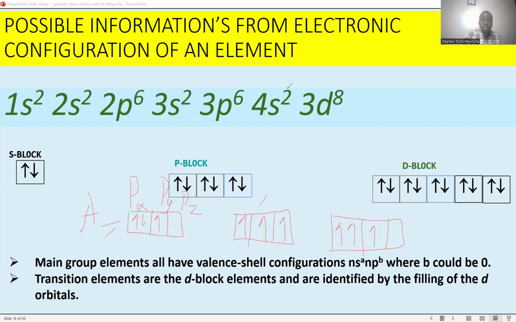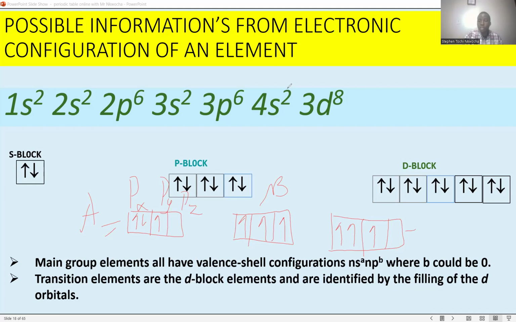Then let's go to B. This is B. B obeyed Pauli's exclusion principle because the electrons, all of them, have a single spin. It has obeyed the Aufbau principle, and it has also obeyed Hund's rule. Now let's go to the third one.